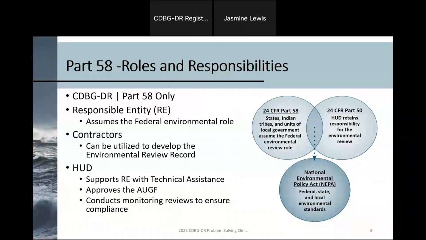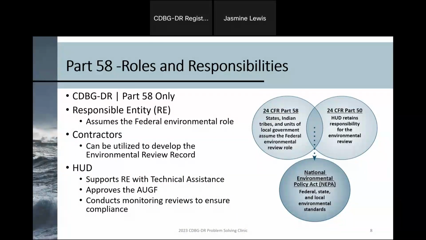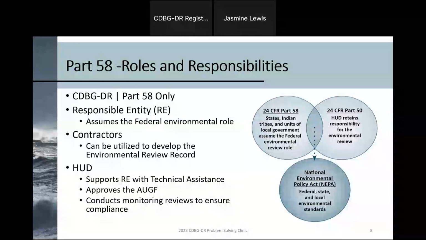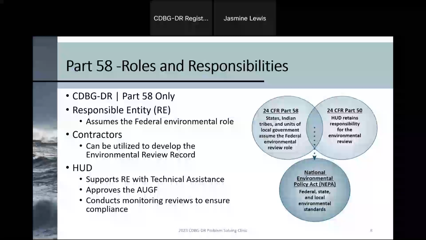The responsible entity must also submit the request for release of funds to HUD and then notify grantees when environmental clearance has been made. In some cases, the responsible entity would assume the role of HUD. An example of this would be when states provide HUD funds directly to units of general local government, who would then assume the role of the responsible entity and submit the request for release of funds to the state. And then the state would act as HUD and grant the authority to use grant funds.